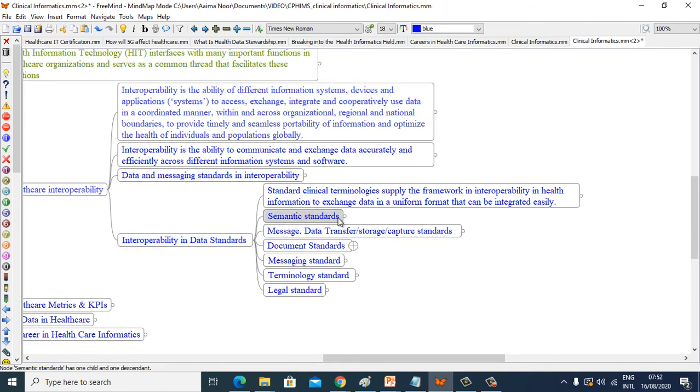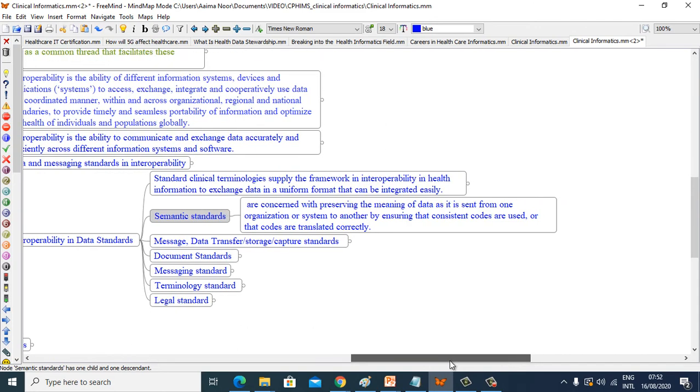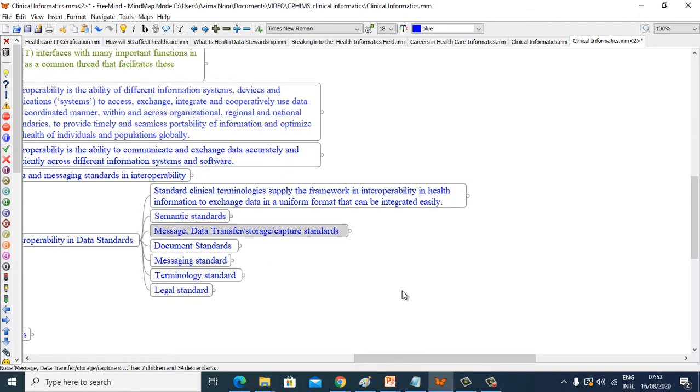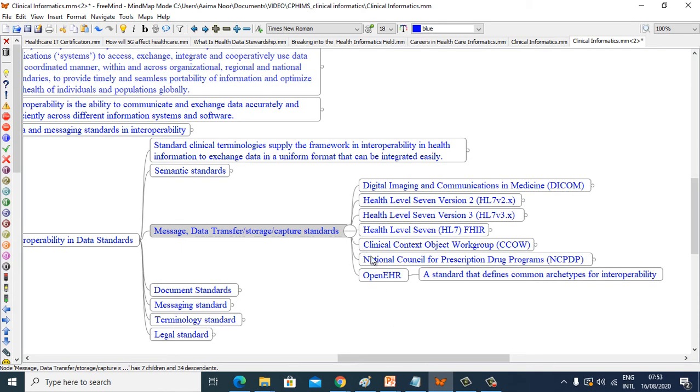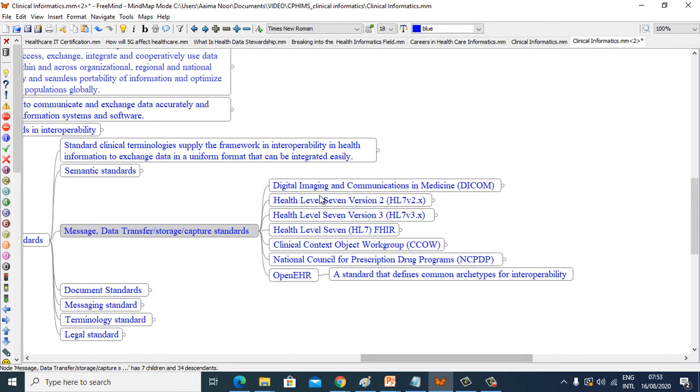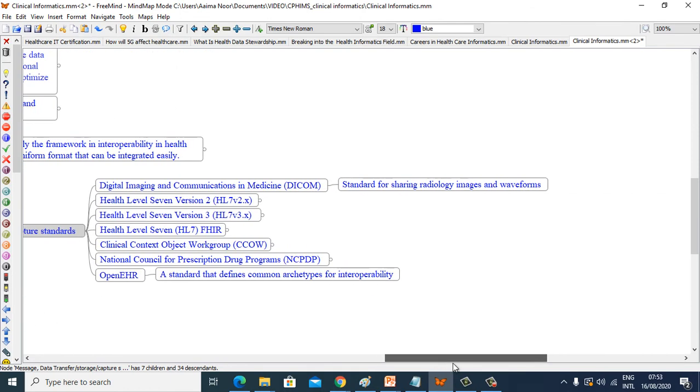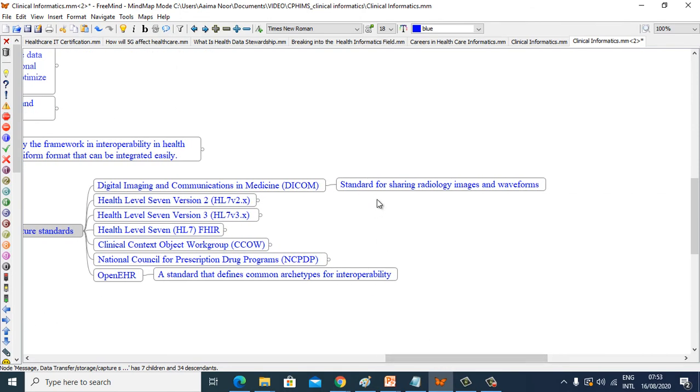Semantic standards are concerned with preserving the meaning of data as it's sent from one organization or system to another by ensuring that consistent codes are used or the codes are translated correctly. Message data transfer, storage, and capture standards. Digital Imaging and Communication in Medicine, DICOM: a standard for sharing radiology images and waveforms.